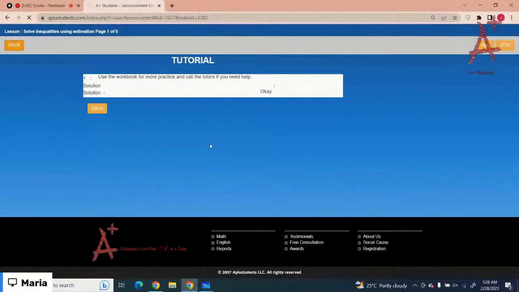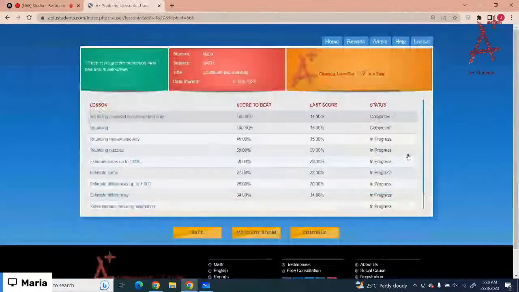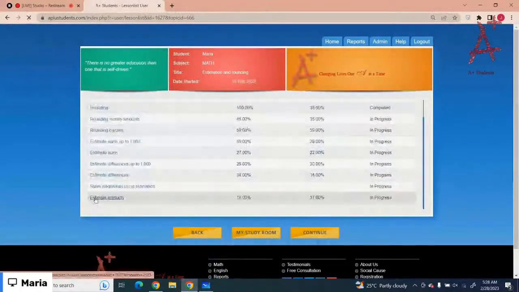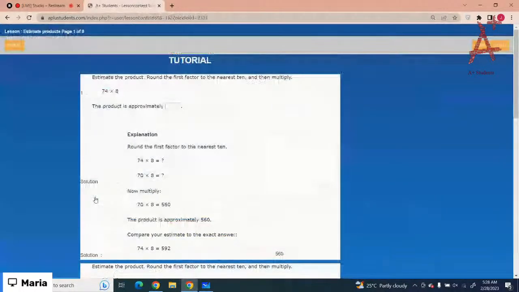The next one is estimate products. So let's start with the first example. Estimate the products, round the first factor to the nearest 10 and then multiply. So you have to estimate the product. You have to round the first factor to the nearest ten, and the first factor is 74. You just have to round off the first one. 74 times 8. Got it?